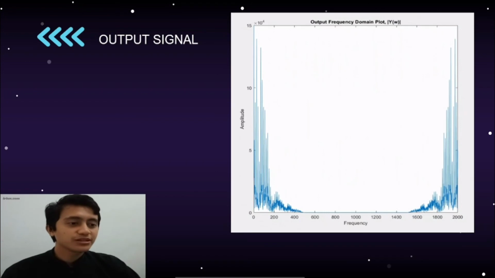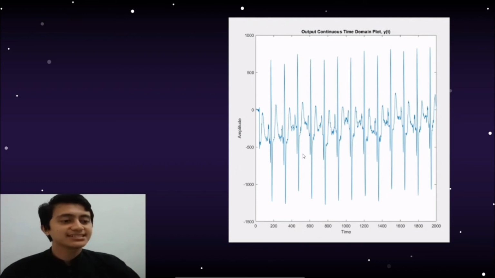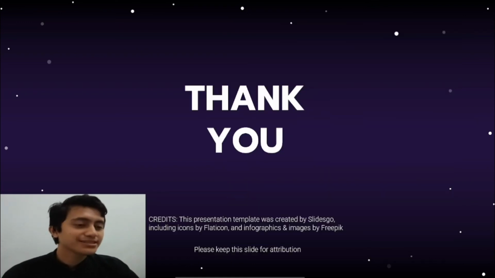Then we continue with the output continuous time domain plot. The output signal has become clearer, and from this figure we can see that there is no interference in this output signal. So we can conclude that all the noise signal is successfully filtered by the low pass filter. That's all from us. Thank you.